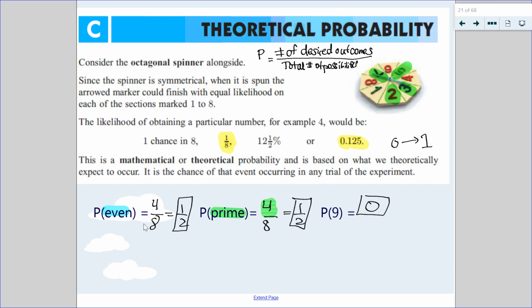And again, these are mathematical probabilities. If I were to spin 100 times, would I necessarily get 50 even spins? Probably not. It probably wouldn't be 50 exactly. So that would get to an experimental probability. Experimentally, what exactly would happen? But mathematically speaking, or theoretically, I should get 50. So that's the difference between a theoretical probability and an experimental probability or outcome.